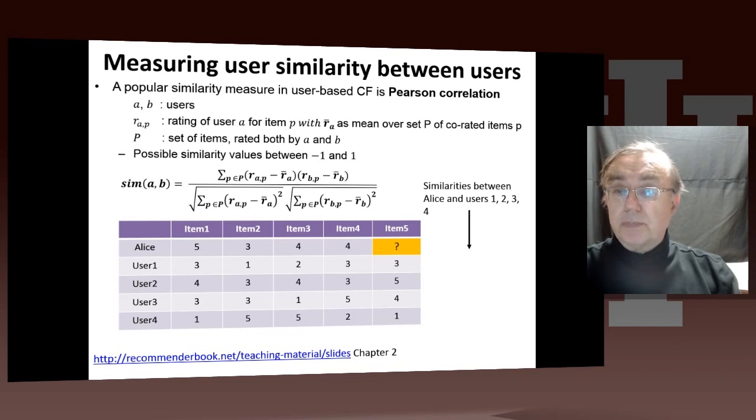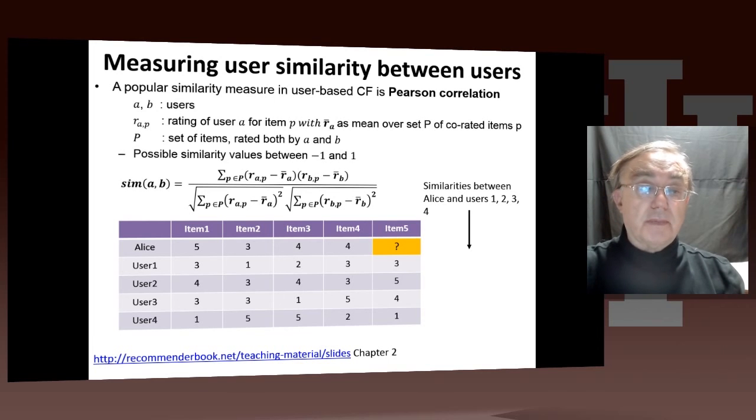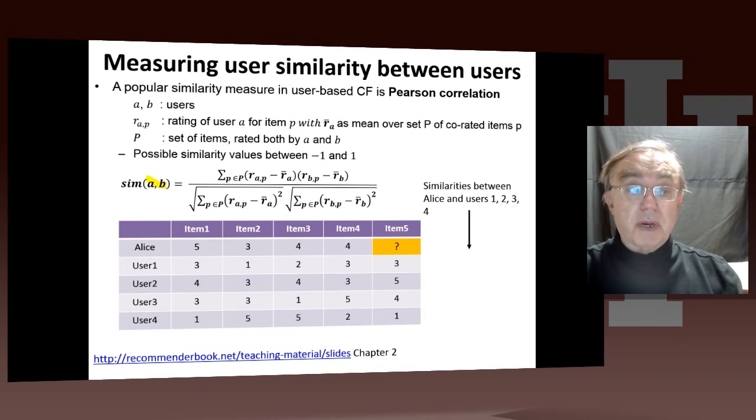So we use the so-called Pearson correlation. I'm not a great expert on which of the different ways might be best. This seems a pretty reasonable one. If you have two users, A and B, you want to find their similarity. A and B are users now, so A might be Alice and B might be user 1. Then you take all the items which they have in common, which are here item 1 through item 4.